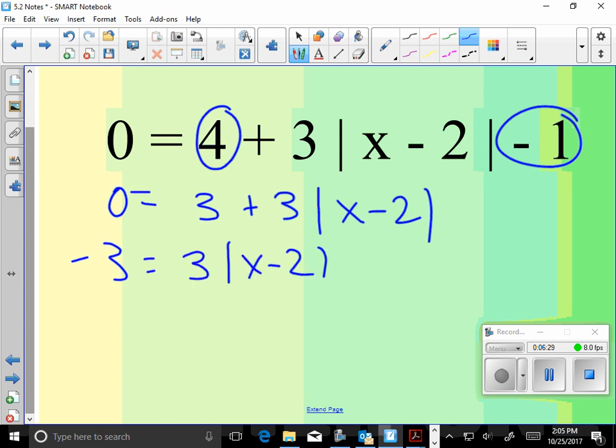Okay, and then I go from there and I divide by, and look at that, I get another situation. What's the answer here? No solution, right? This absolute value has been isolated, it equals a negative number, therefore no solution. So be very careful. No solution.